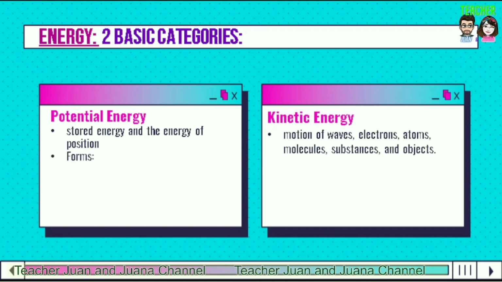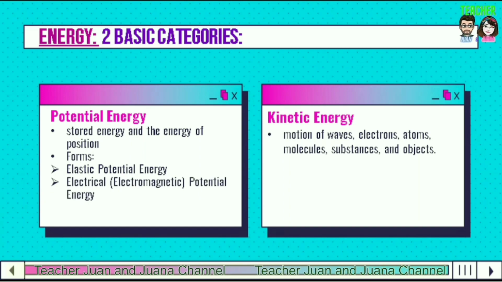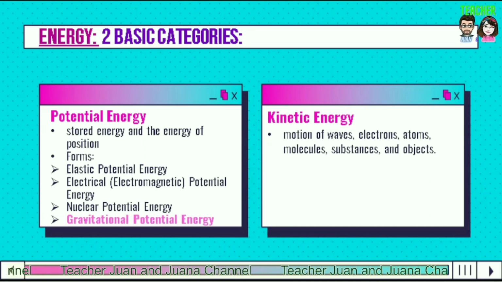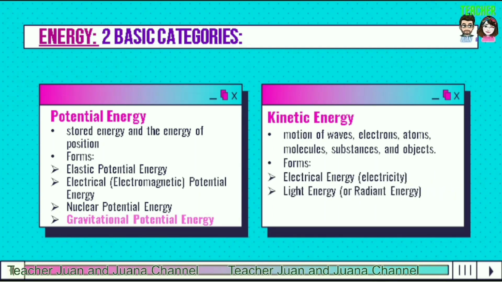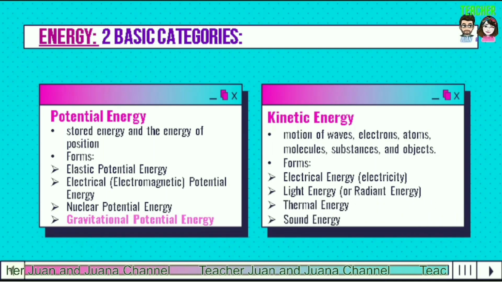The forms of potential energy are elastic potential energy, electrical, electromagnetic potential energy, nuclear potential energy, and gravitational potential energy. For kinetic energy, the forms are electrical energy, or electricity, light energy, or radiant energy, thermal energy, and sound energy. These forms of energy we'll discuss in separate video lessons.